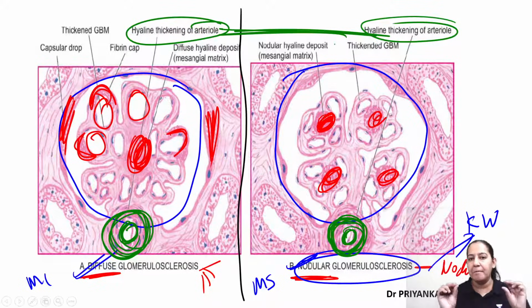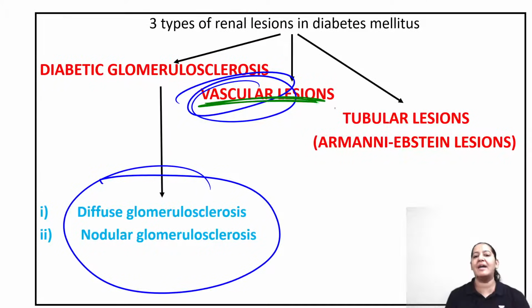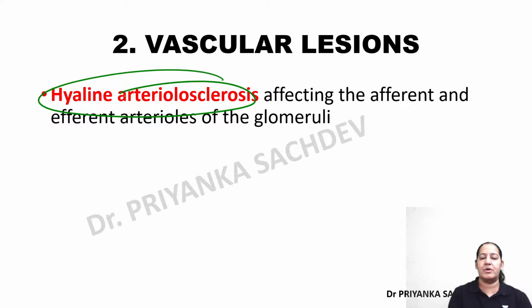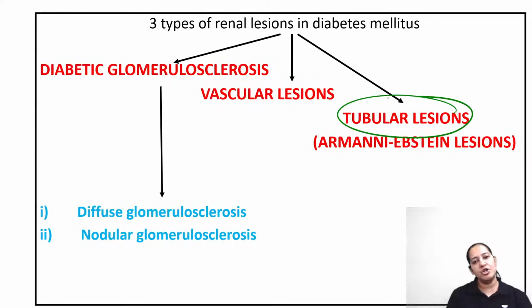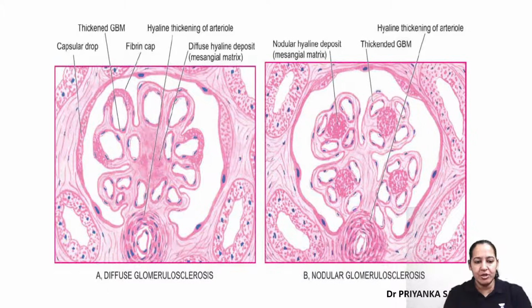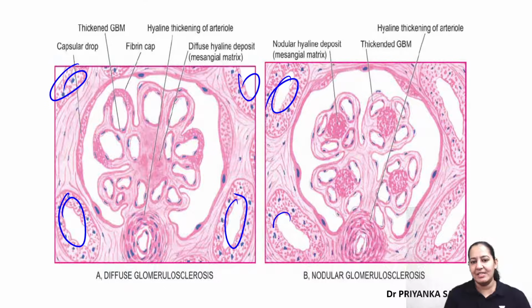That is not different. Glomerulus दोनों का अलग है, लेकिन blood vessel दोनों का same है. Blood vessel में change is same. So in the blood vessel, the same change is there. Hyaline arteriosclerosis. The last is the tubules. Tubules भी दोनों में same है. Please notice the tubules here and here. Here I can see these are the tubules. And here also I can see these are the tubules.